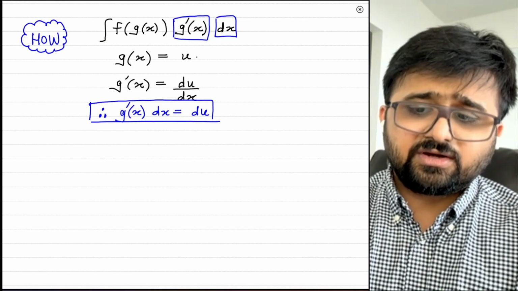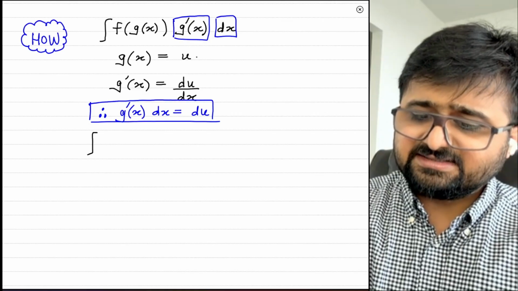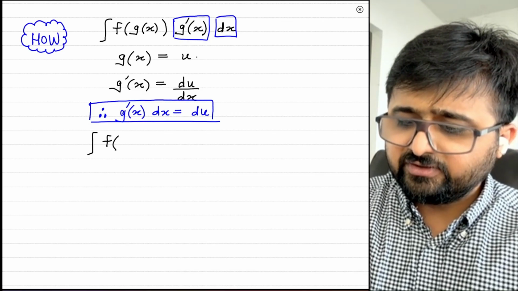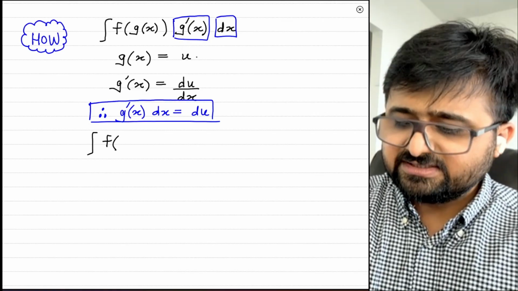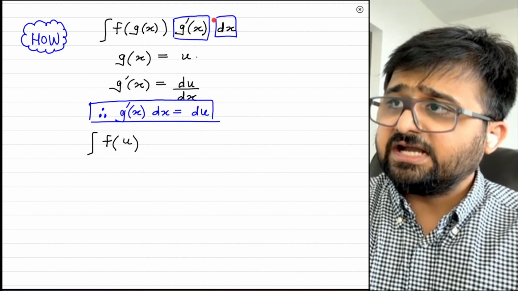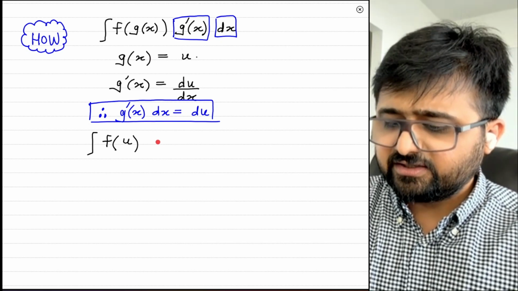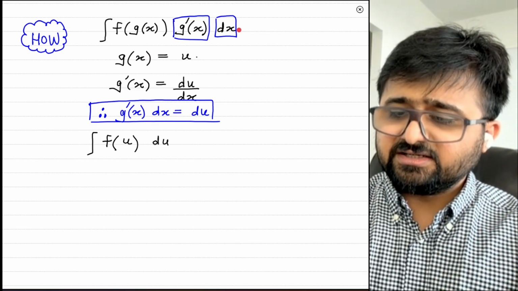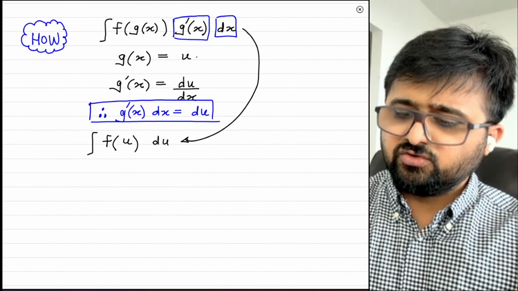So we can now convert that integral into the u world and say this is the integral of f of g of x, which is nothing but u. So I can just say this is f of u, and these two combined are nothing but du. So you have now converted that integral from the x world into the u world right here.